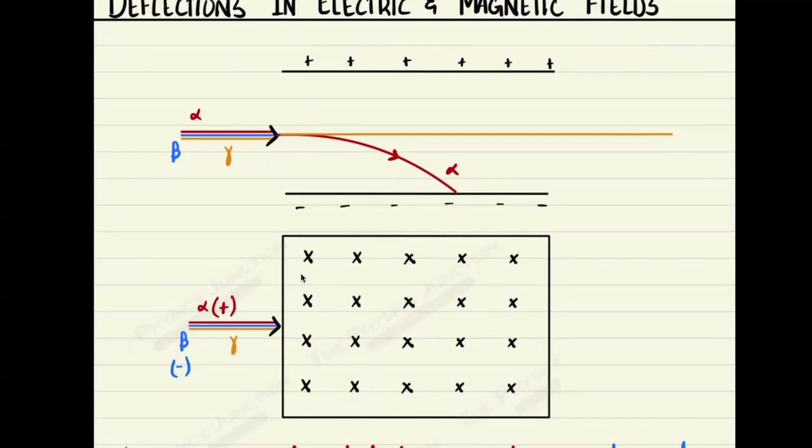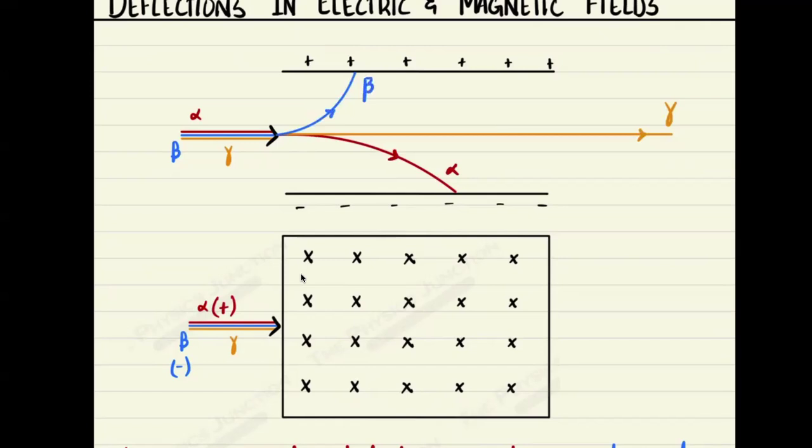This is gamma, through and through, no deviation. And beta would be deflected in the opposite direction because it would be attracted by the positive, repelled by the negative, because it's negatively charged. But this deflection would be much sharper.